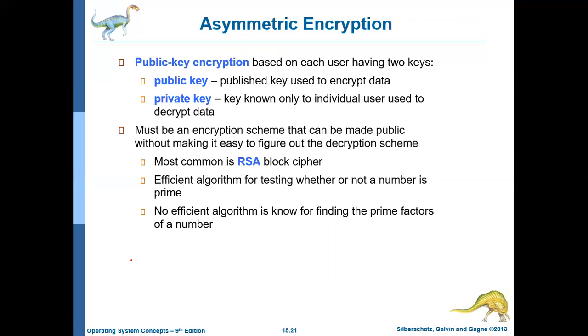The next type of algorithm is called an asymmetric algorithm. In an asymmetric algorithm, there will be two keys. Every user will have two keys. One is called the public key, the other one is called the private key.